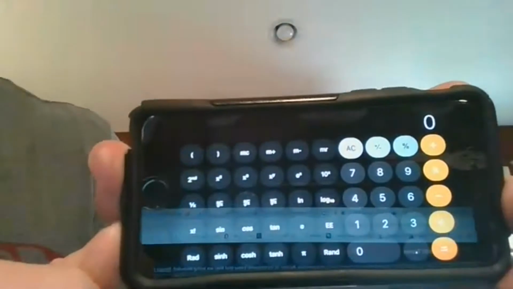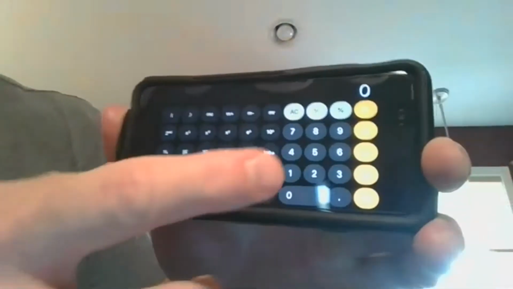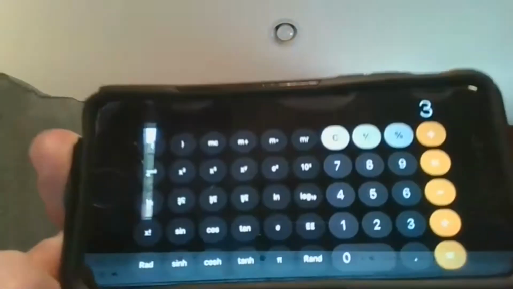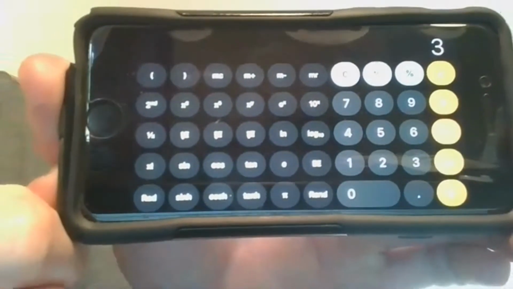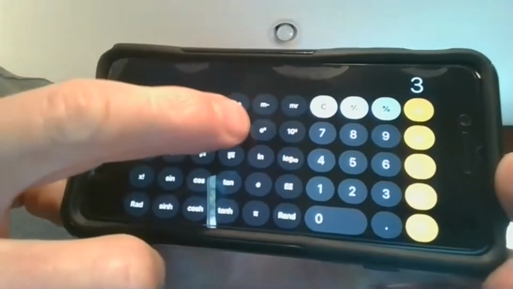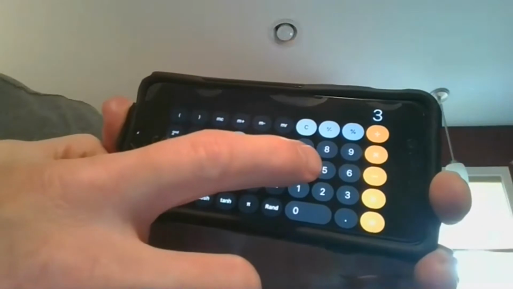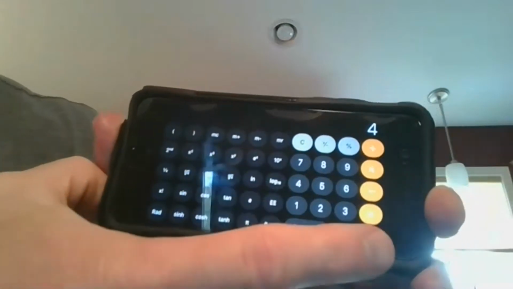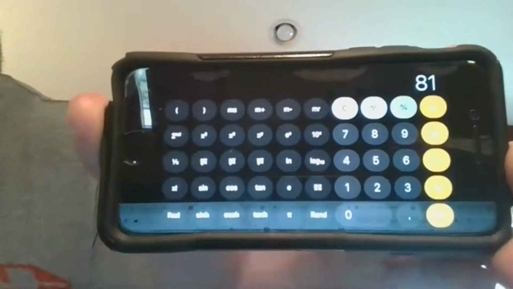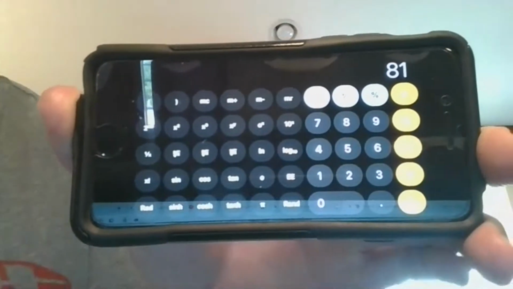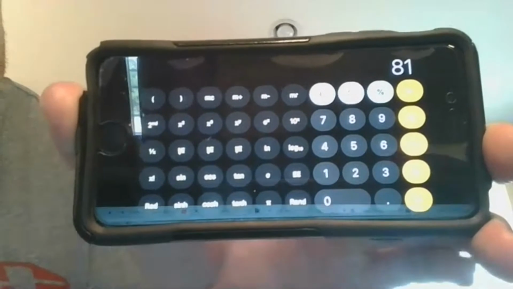But if we want to do that 3 to the fourth one, there's not a shortcut button for the fourth or any other one. So what you would do is hit the base first, so 3. Then there's this x to the y button. Okay, it's right here. Hit that, and then hit the fourth power. Hit equals, and I get 81. So you want to find a button that says x to the y.